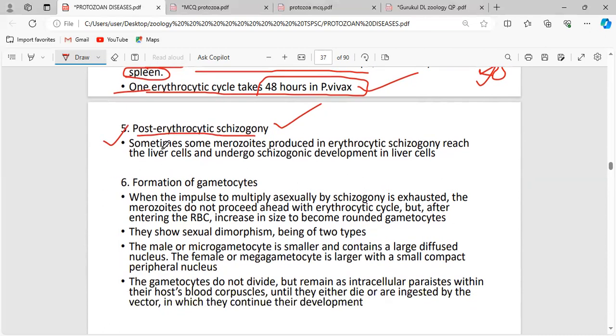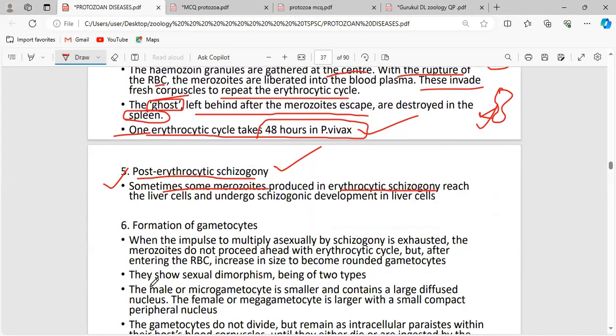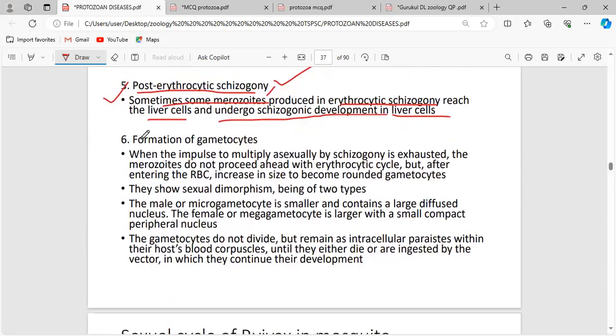Again, what are they going to do? Sometimes some of the merozoites produced in the erythrocytic schizogony, we have seen that these merozoites are formed after the erythrocytic schizogony, and some merozoites will again reach the liver cells and undergo schizogonic development, structural development in the liver cells. And again, some of the merozoites are going to form the gametocytes.